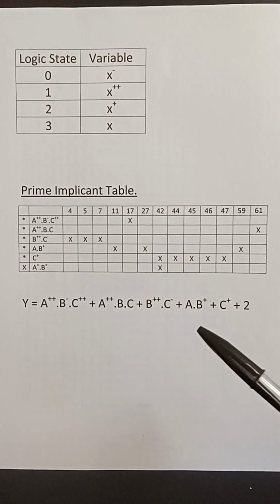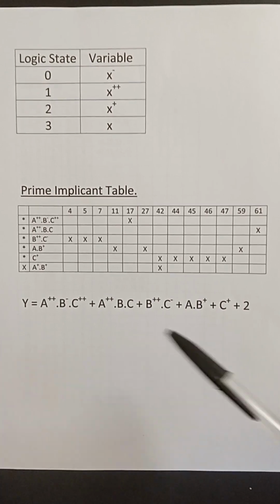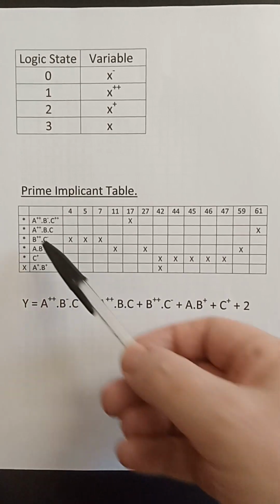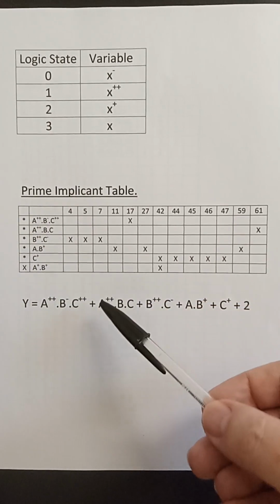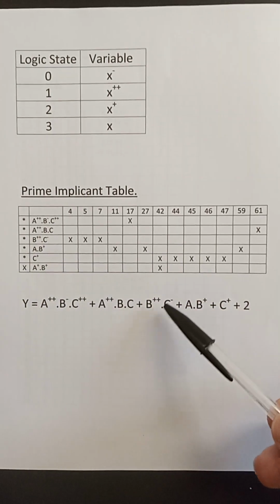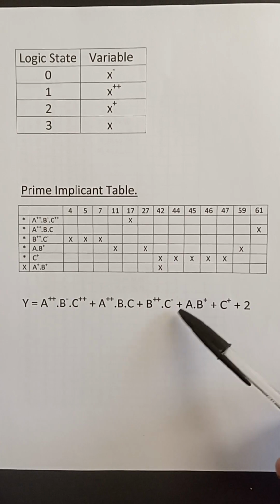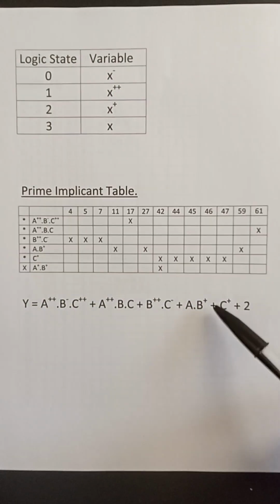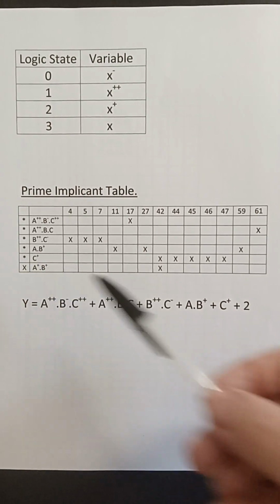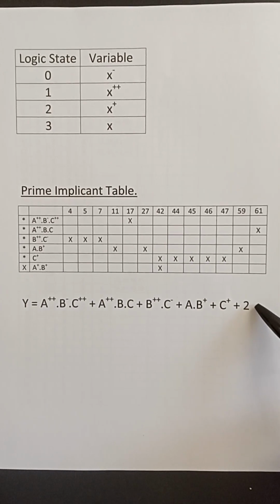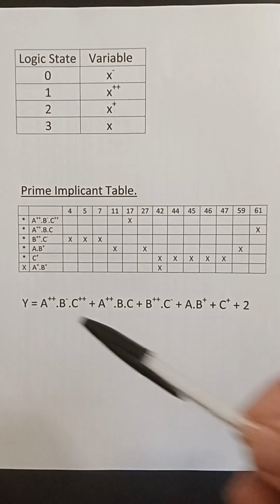So the final expression for y is a plus plus min b minus min c plus plus, which is this one. A plus plus min b min c, which is this one. Max b plus plus c minus, which is this one. Plus max a min b plus, which is that one. Min c plus, which is this one. And you add a constant logic state to the expression, which is a quaternary logic 2, to make it 2-valued. So this is the expression for y.